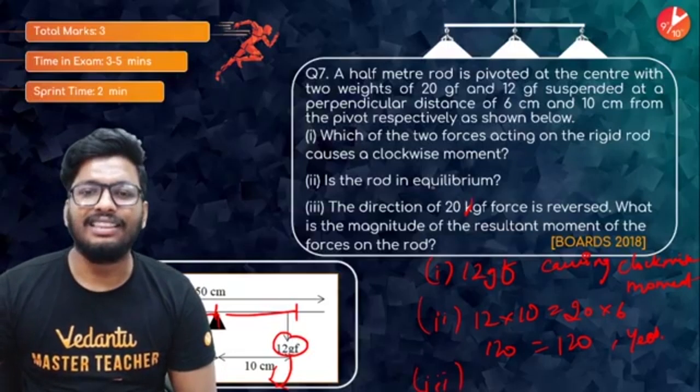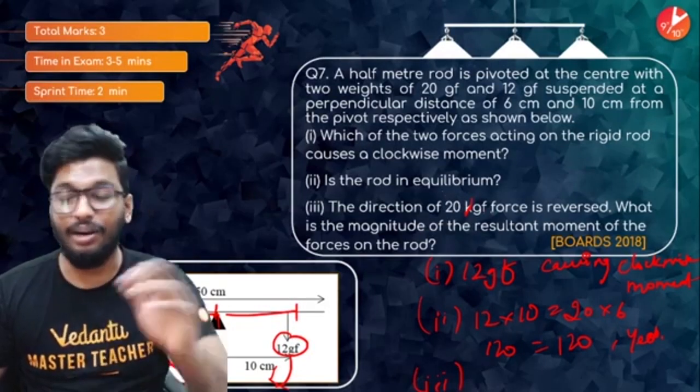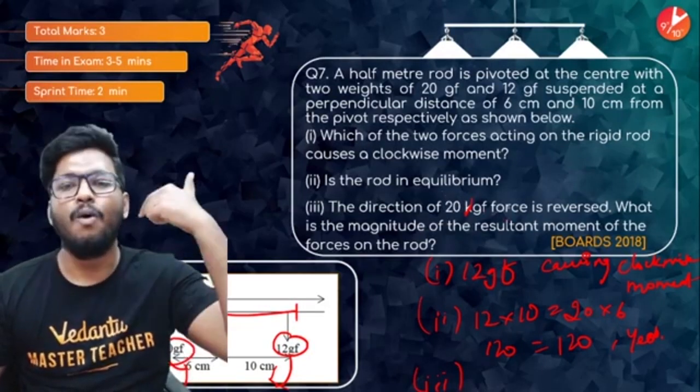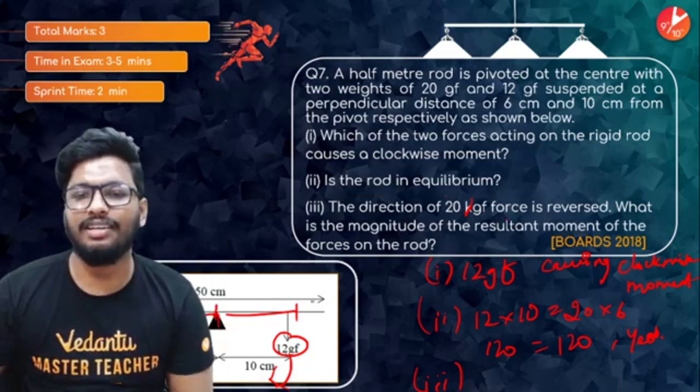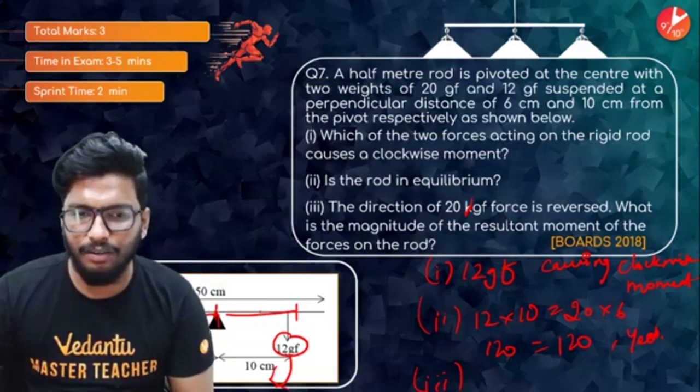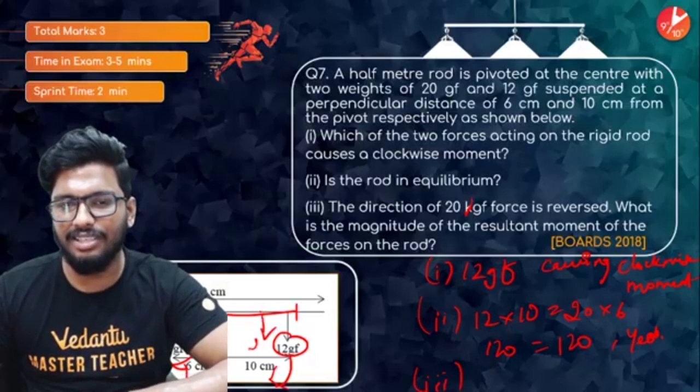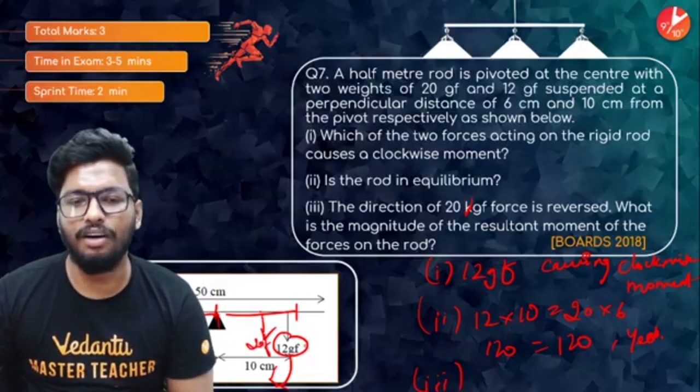Third part of the question: the direction of 20 gf, if it is reversed, what would be the magnitude of the resultant moment? If you were to turn it around, like if you were to keep it on this side, what would happen to the moment?